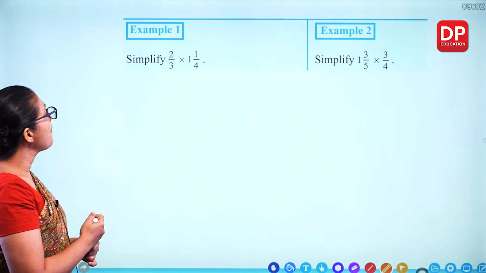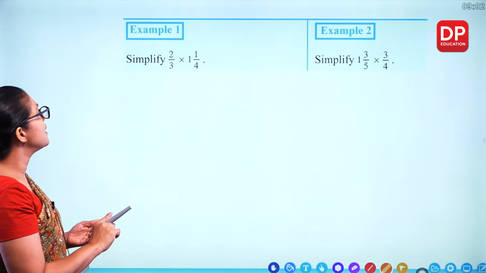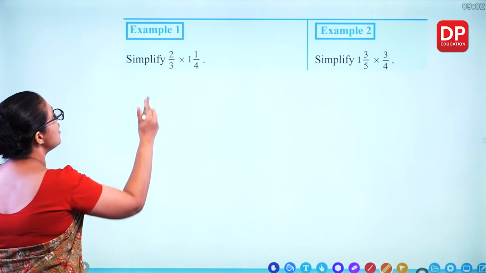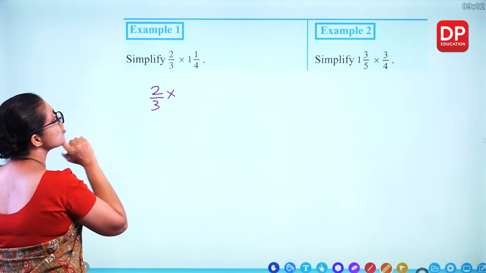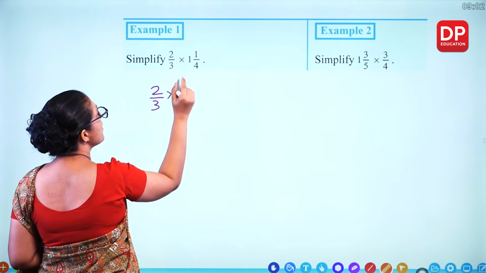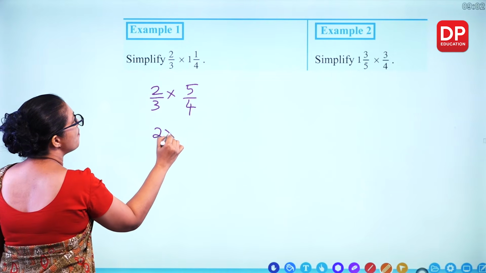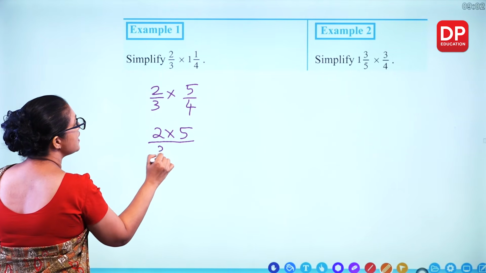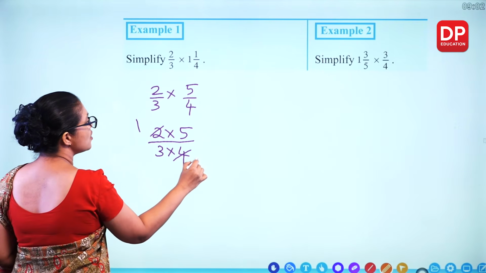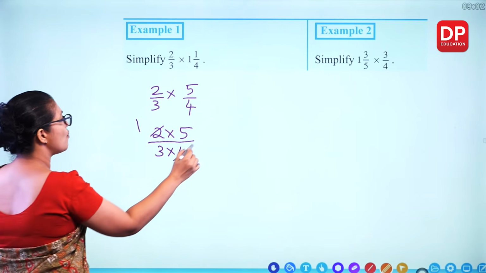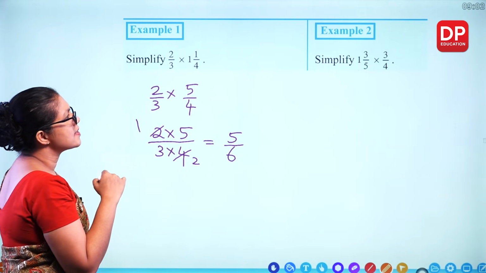Example number 1. Now you get fraction multiplied by a mixed number. So what's the first step? You convert the mixed number to improper fraction. 4 times 1, 4. 4 plus 1, 5. Now multiply the numerator separately, denominator separately, and simplify. 2 times 1, 2 times 2. Now what you get? 5 over 6.